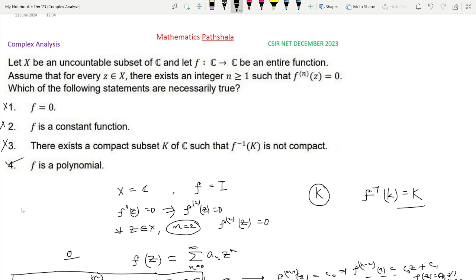So here options 1, 2, 3 are not the correct options, and option 4 is the only correct option. Thanks.